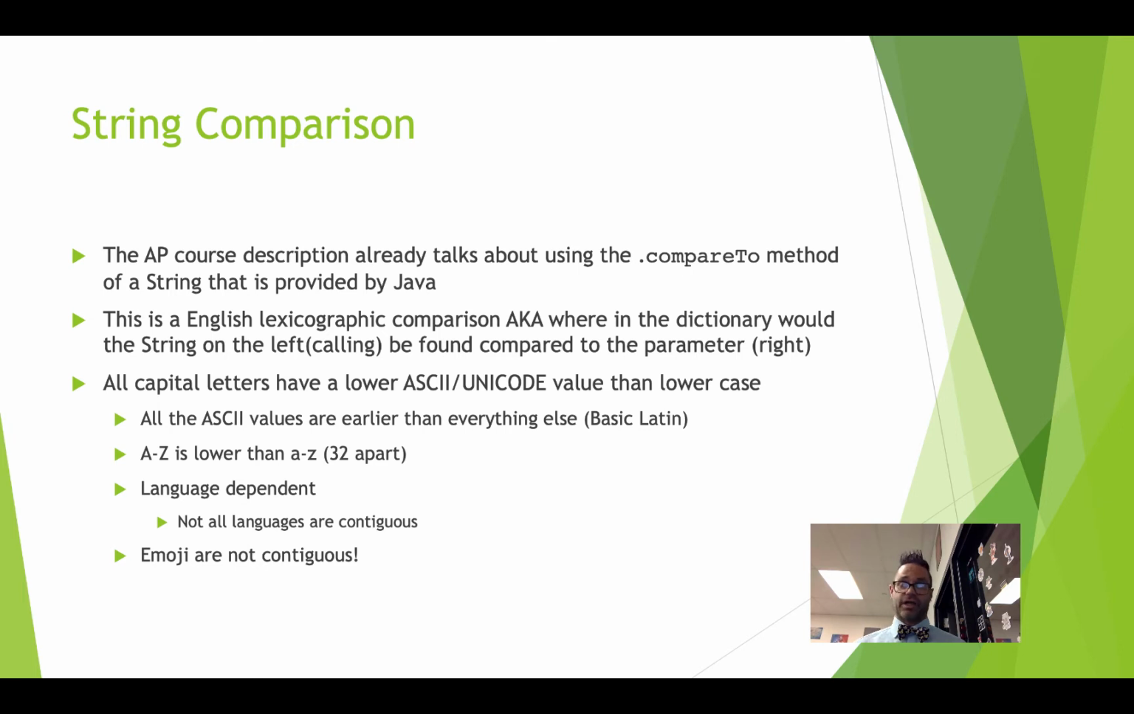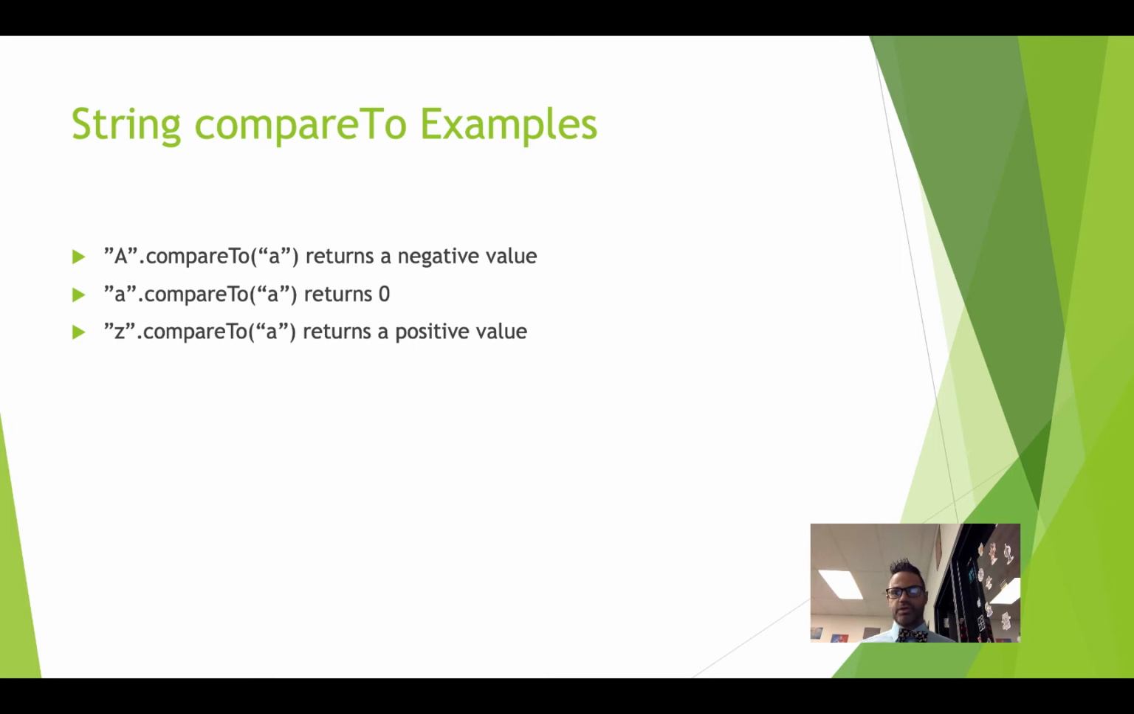And then, yes, we have emoji. The cute little symbols you use all the time on your phone are also strings in Java. So when you're comparing them, you get some interesting values. We'll look at an example of that as well. The basic string compareTo example is what we see right here. We have capital A.compareTo lowercase a gives us a negative value.